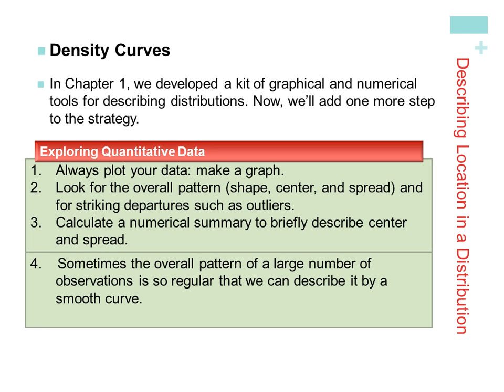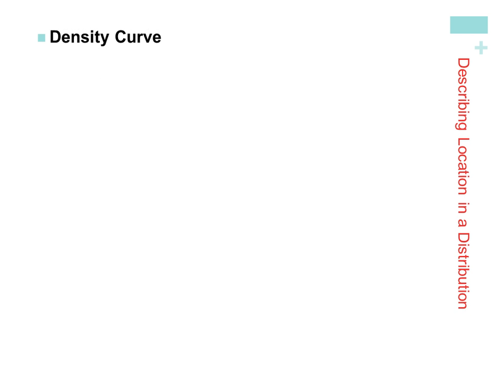Sometimes when we graph our data, the overall pattern is so regular that it makes enough sense to lose some of the picture and just describe it by a smooth curve. It's usually with a large number of observations. That's usually when this starts to make enough sense. But we can sort of sketch out a smooth curve. And that smooth curve is called a density curve.